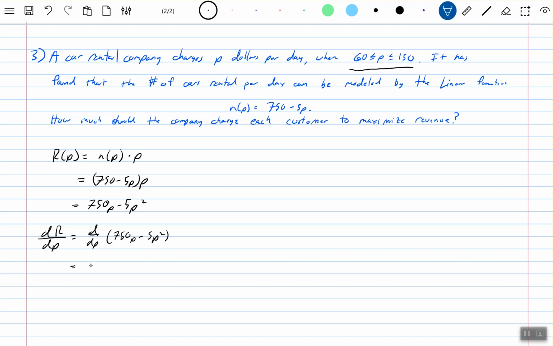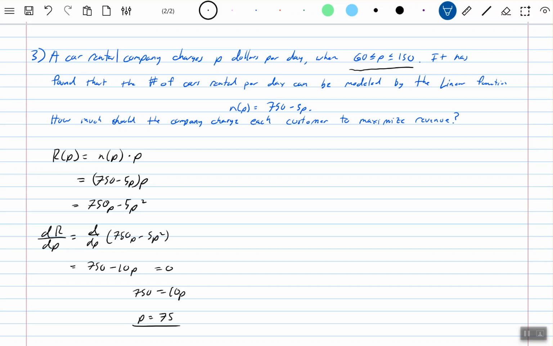The derivative with respect to P of 750P minus 5P squared is equal to 750 minus 10P. All right? Now, what we need to do is set this equal to 0 and solve for P. So I set it equal to 0. We get 750 is equal to 10P, or P is equal to 75. So that is our critical point.